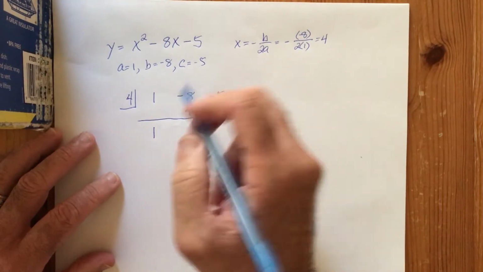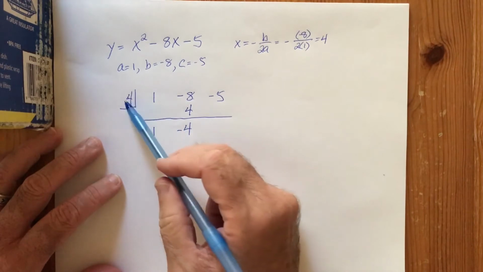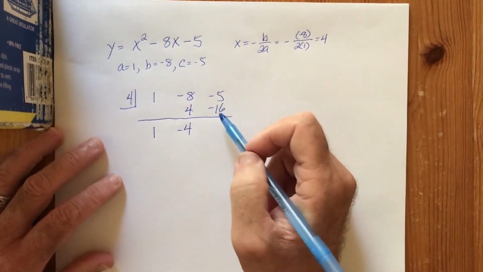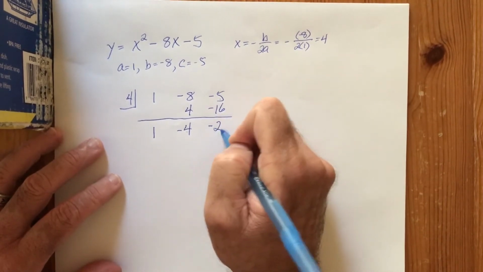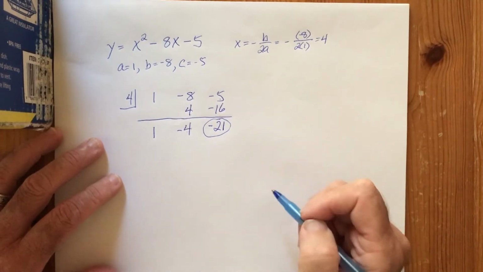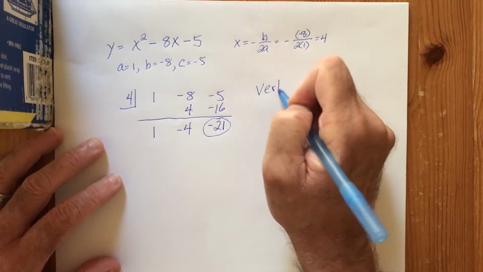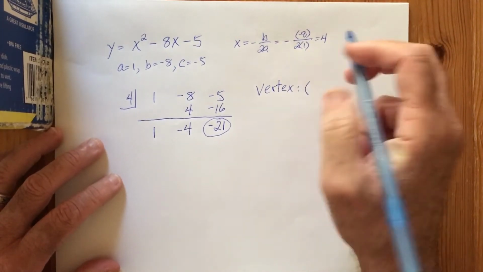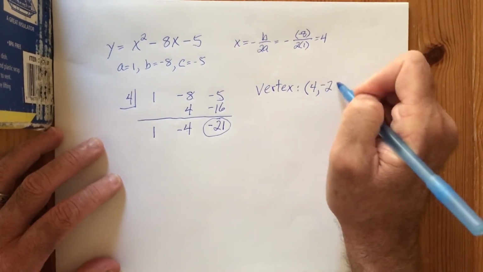Negative 8 plus 4 is negative 4. Then we multiply these two numbers together. 4 times negative 4 is negative 16. And negative 5 plus negative 16 is negative 21. That's the y value of the vertex. So consequently, our vertex is the point 4, negative 21.